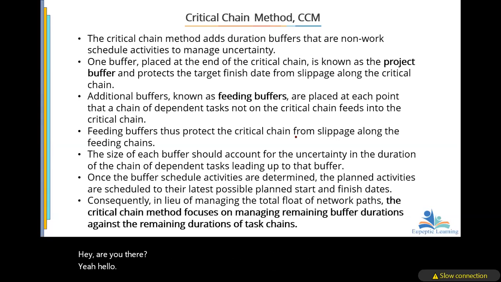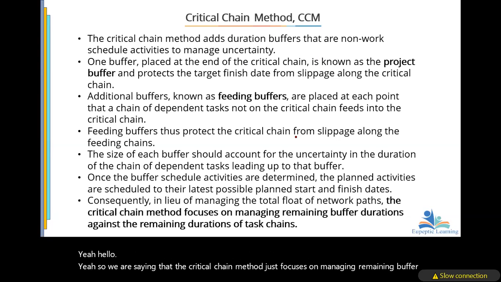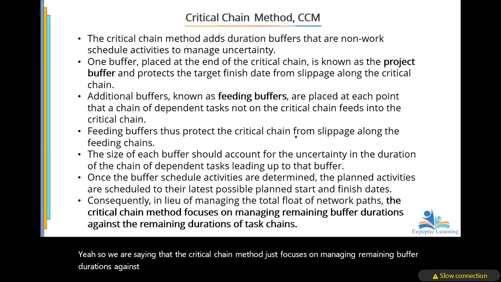Yeah, so we are saying that the critical chain method just focuses on managing remaining buffer durations against the remaining durations of task chains.